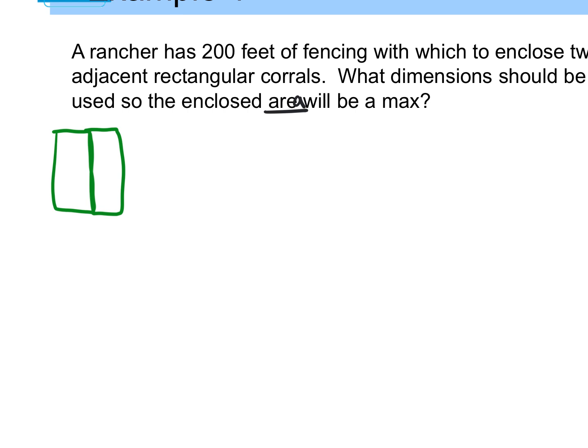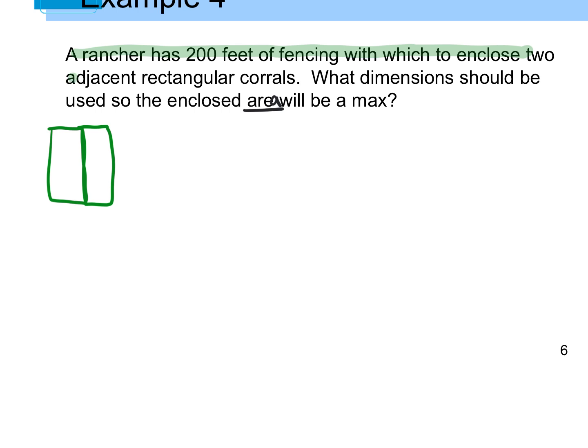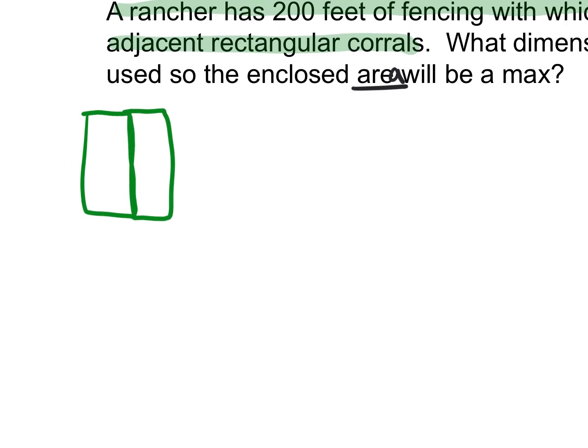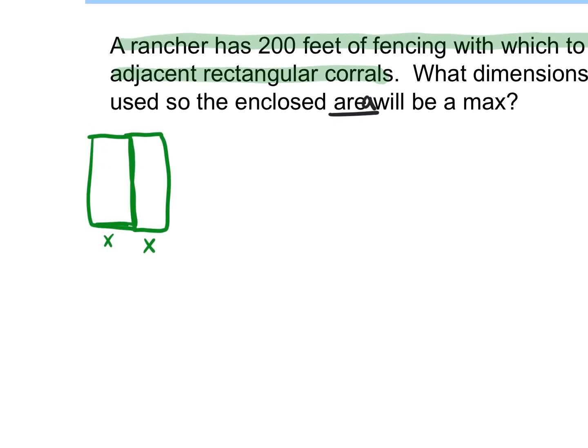So starting with our first sentence, let's find our constraint first. A rancher has 200 feet of fencing with which to enclose 2 adjacent rectangular corrals. So I drew my corrals here. Let's give them units. You can call it base and height if you wanted to. Here I'm going to call it X and Y. So let's say one of them, this would just be X. So I've got X plus X on one side, X and X here, and then I'll call the length or the height or whatever Y.